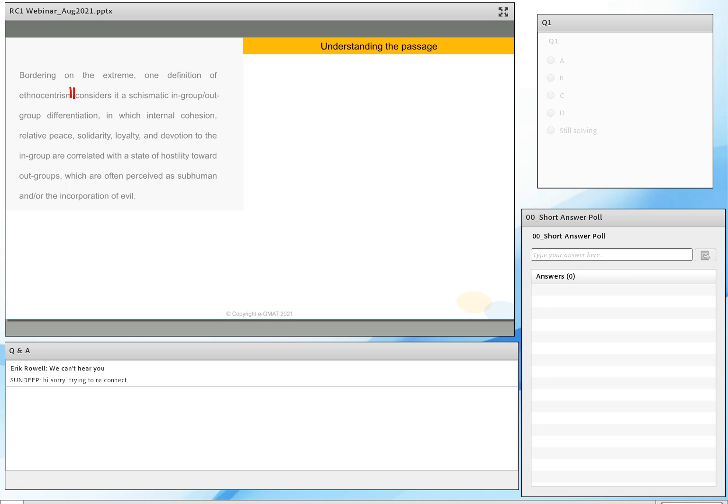So the first question for you. The author is saying bordering on the extreme. What does he or she mean by that? What can you infer from just this portion that's bordering on the extreme? Something as per the author is bordering on the extreme. What does this bordering on the extreme mean?